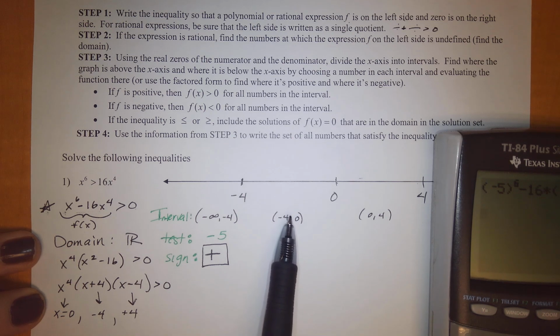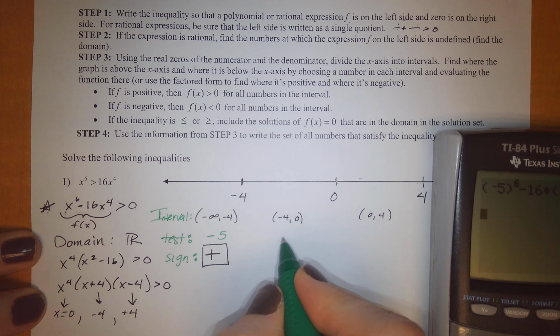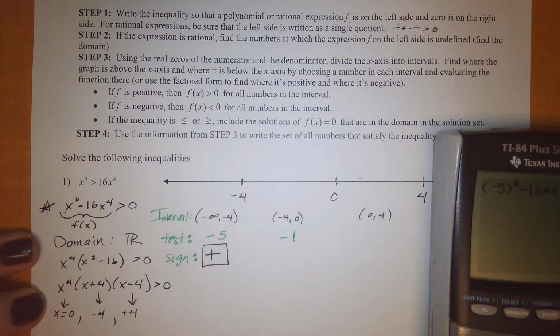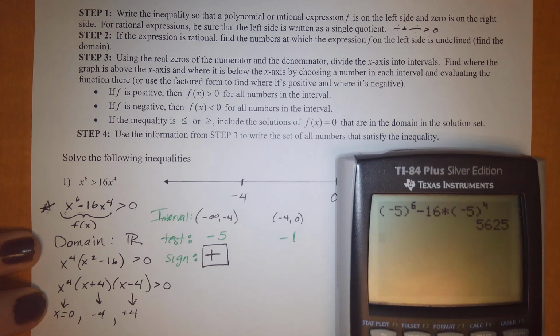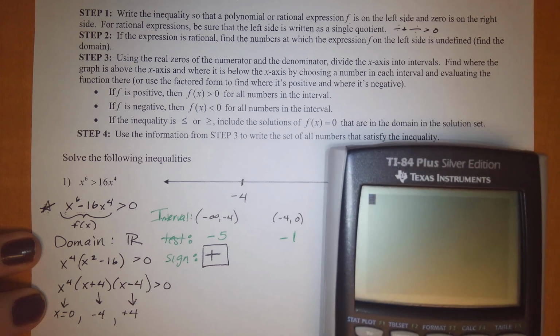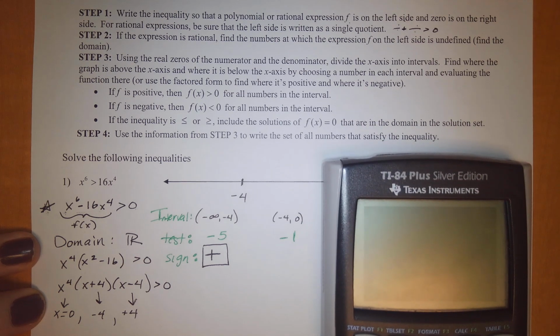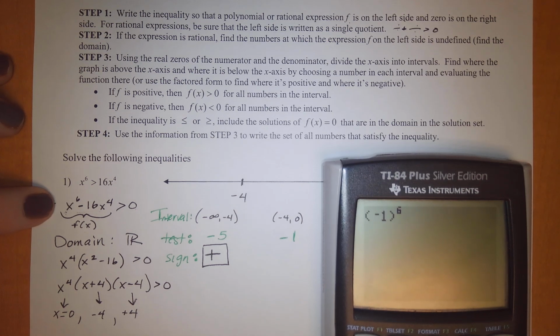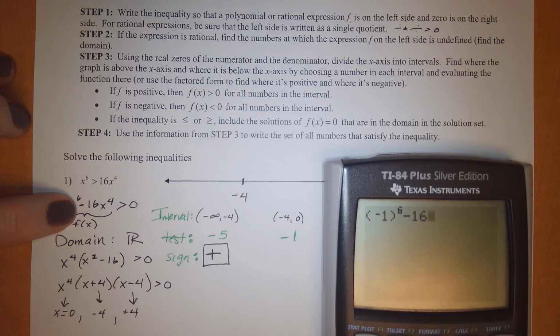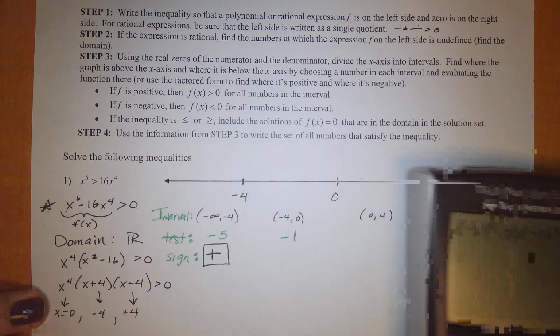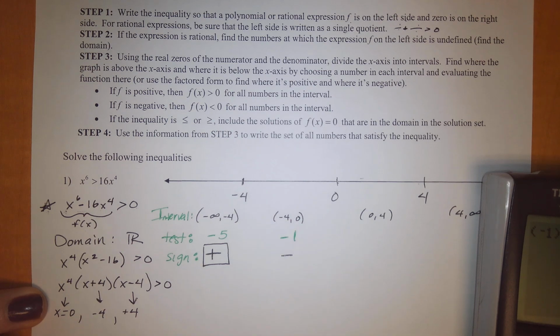So now let's go over here and test something in this interval. Let's test the number -1. When I plug -1 into my calculator, all I really care about is the sign, but I'm going to use the calculator to help me. So -1 to the 6th power minus 16 times -1 to the 4th power. We get a negative answer.